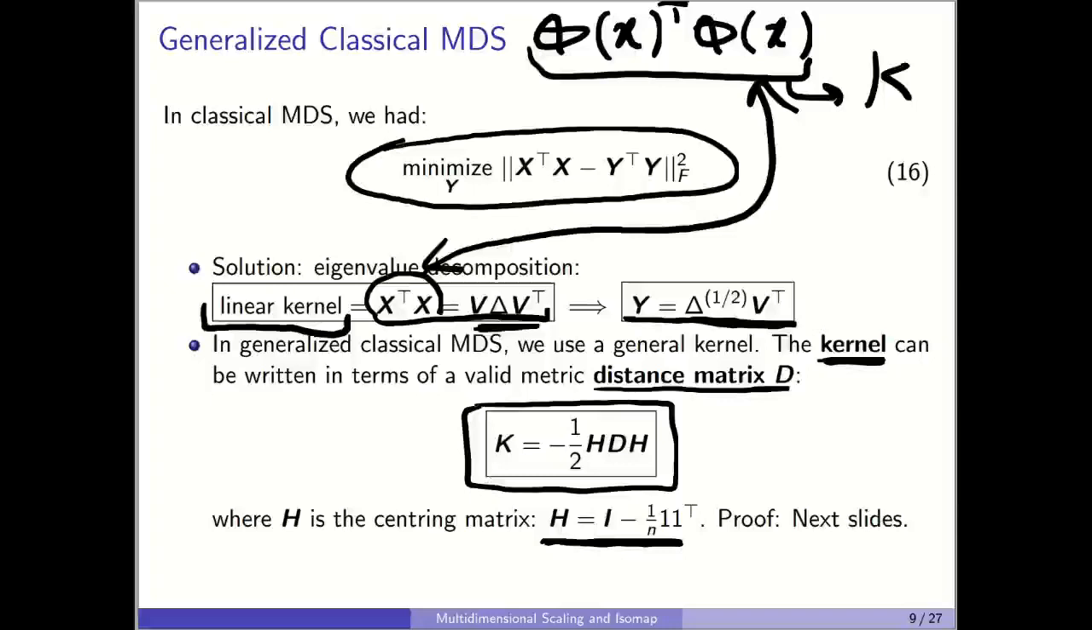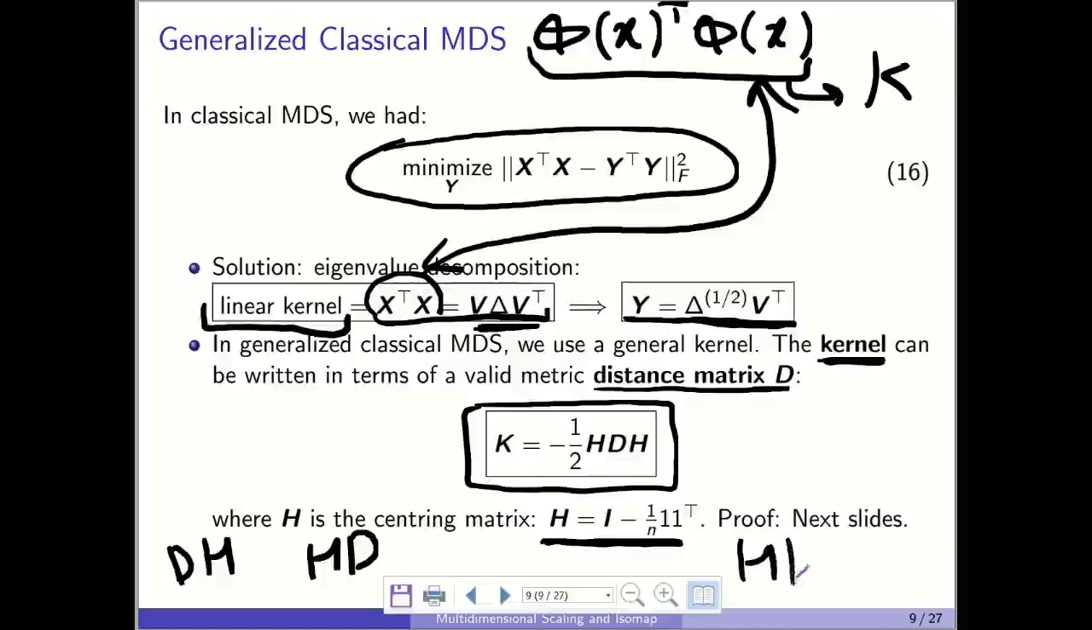What is the centering matrix? Briefly, I told you that DH centers D, removes the mean of columns of D. HD removes the mean of rows, but HDH double centers D, which means that it removes the mean of columns, then it removes the mean of rows, then it adds back the total mean, because when we remove the mean of rows and columns, we are removing the total mean twice. We should add it once back. And what is the proof of this formula? In the next slide.